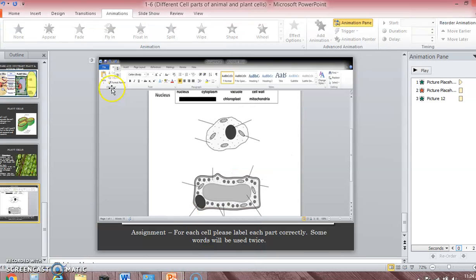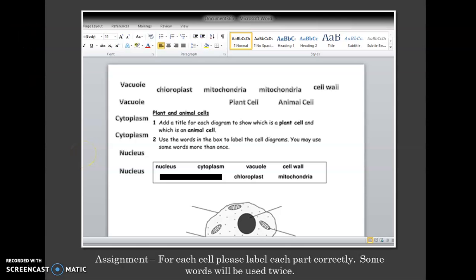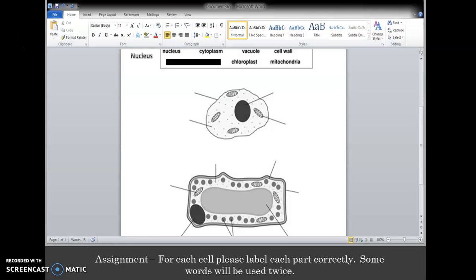I'll show you this again. If you just bear with me for just a second. There we go. So that's your assignment. And again, here's what the bottom of it looks like. But hey, if you guys have any questions, let me know. Please remember, again, some words will be used once, some words will be used twice because plant and animal cells do have things in common. But let me know if you have questions.